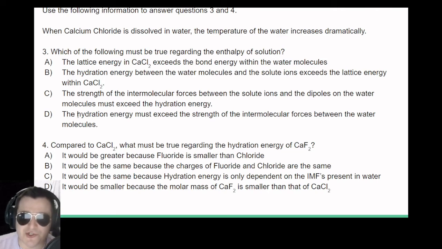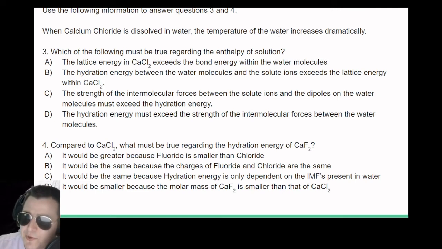So then we look at answer choice D. The hydration energy must exceed the strength of the intermolecular forces between the water molecules. This is always true. So looking at these two choices that are close to saying the same thing, right? The strength of the intermolecular force between the solute and the dipoles in the water must exceed the hydration energy. They do, but that doesn't tell me why this change occurs.